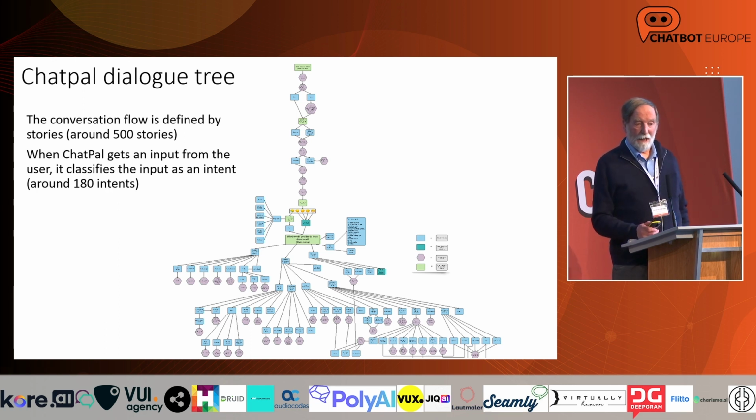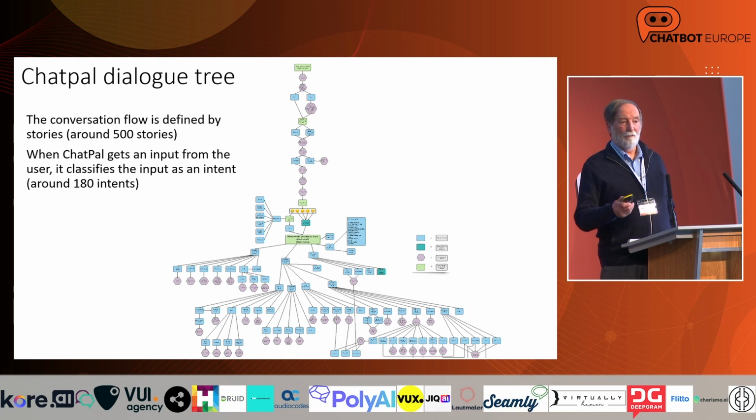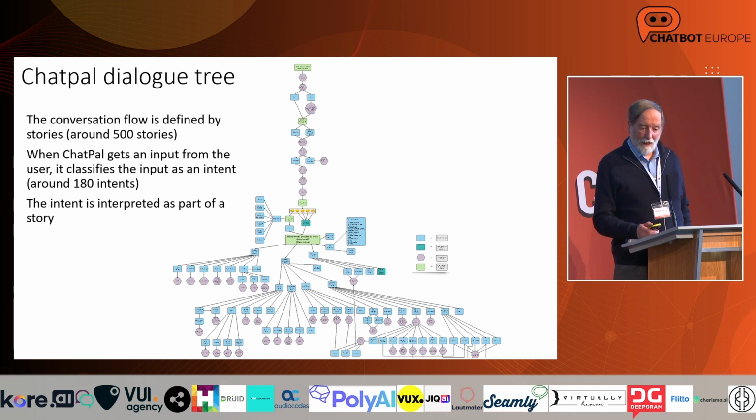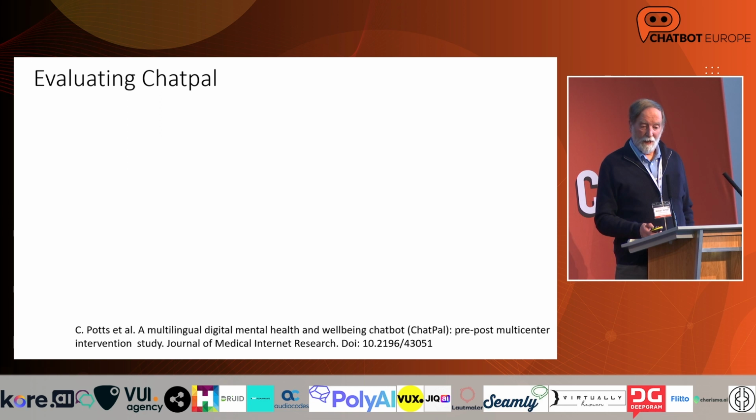Again, that sounds like possibly a little bit problematic. We had about 180 intents, and some of those would simply be the buttons that people pressed. So that was fairly reliable from the understanding, but which story they went into could be problematic, but it did seem to work fairly well. And each of these intents was interpreted as part of a story.